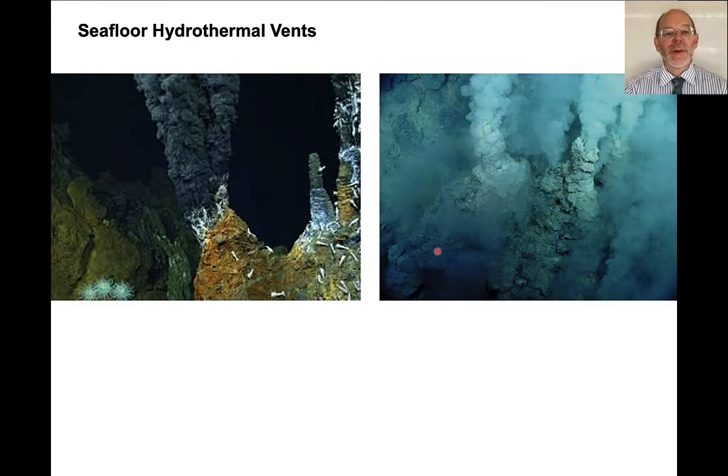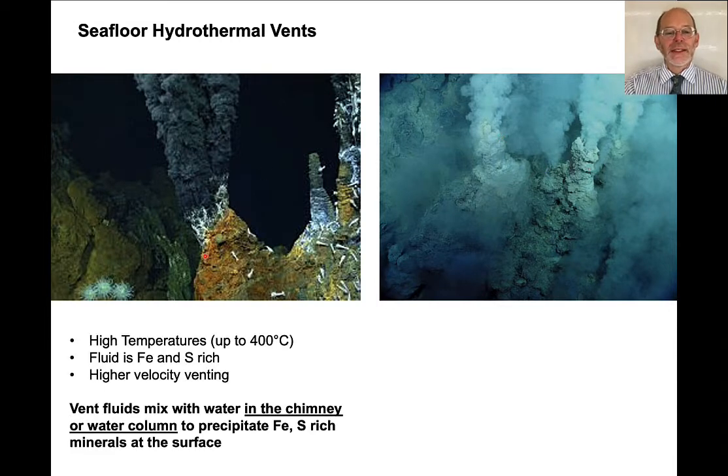Seafloor massive sulfide deposits reflect seafloor hydrothermal systems. These are really spectacularly illustrated by hydrothermal vents, especially these black smokers here and these white smokers over here. The black smokers have high temperatures, up to 400 degrees C, and these fluids are extremely iron and sulfur rich. These have very high velocity venting. And what happens is the vent fluids mix with water either in the chimney or in the water column to precipitate iron and sulfur rich minerals.